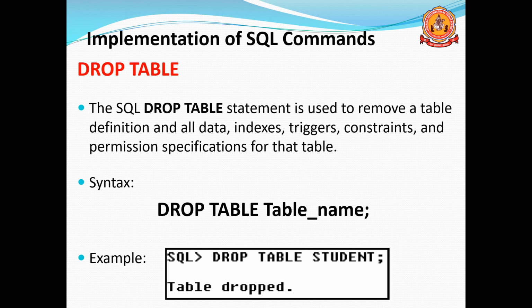You can see the syntax in bold: DROP TABLE. Drop table is a keyword. Drop, space, table, then you have to provide the table name. Whichever table you want to drop, you give that name here. You can see the example here: SQL DROP TABLE student. Student is the table name, and that table will be dropped. Only the table name is enough, and after that you provide a semicolon. This is the drop table command.